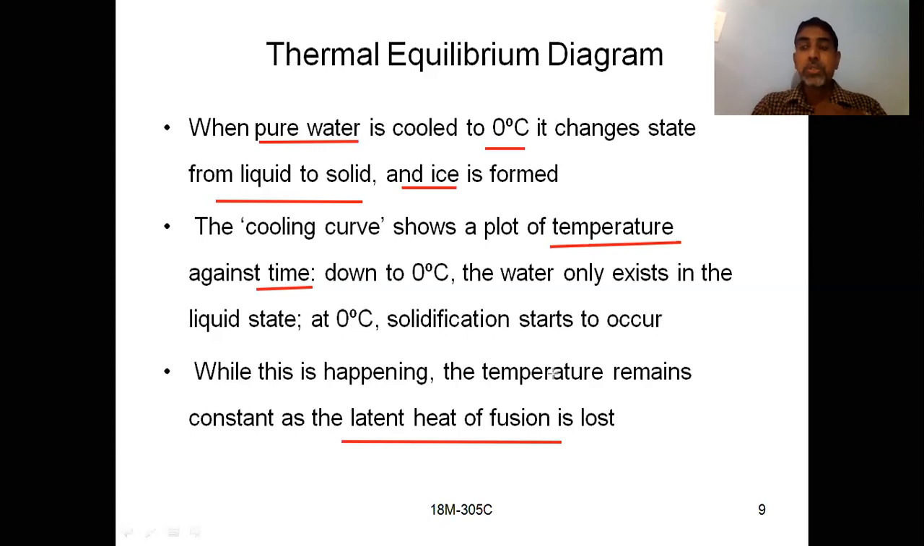So during the solidification process, that means when this water converts into ice, the temperature remains constant. That means phase change is occurring. When the phase change is occurring, the temperature remains constant because here the latent heat of fusion is lost. Because of that, the temperature remains constant, and we know these phenomena in chemistry also. That means we have studied these phenomena in chemistry and thermal engineering also, right? And again we are studying here, during phase change, the temperature remains constant. Okay, I will show you.